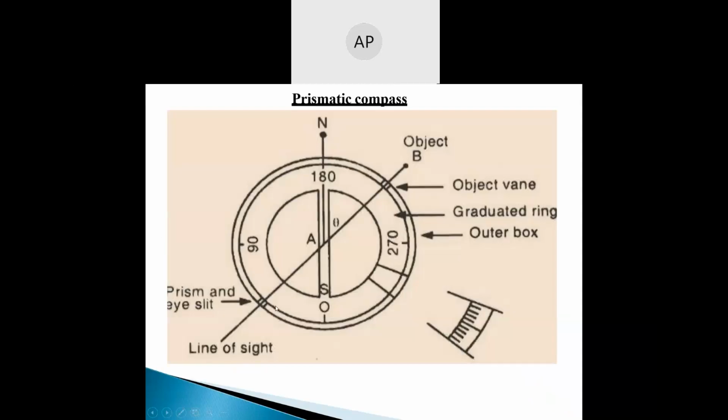Suppose this is your prismatic compass. It has angles from 0 to 360 degree. And suppose B is the object. This is the line of sight. So this angle theta will be your bearing. This is the object vane, graduated circle, and this is the outer box.